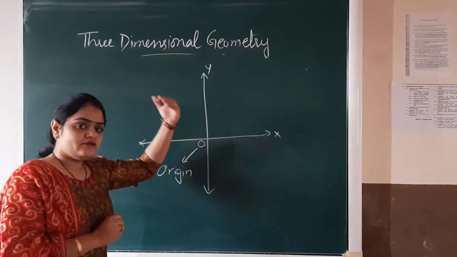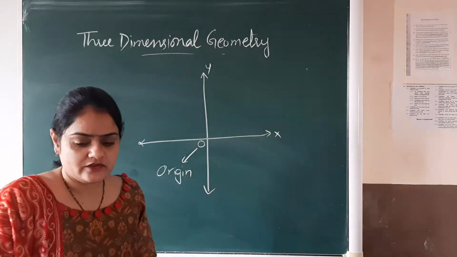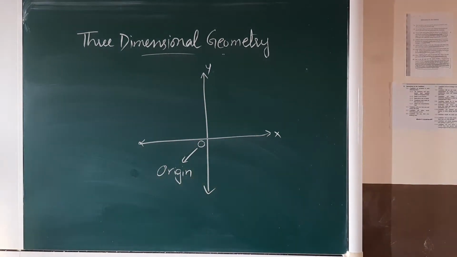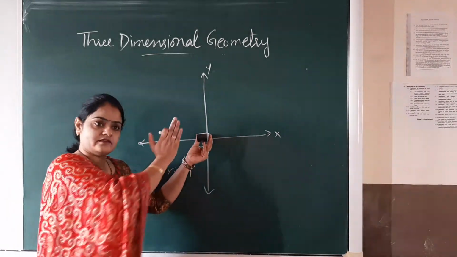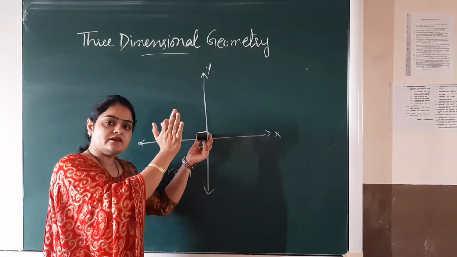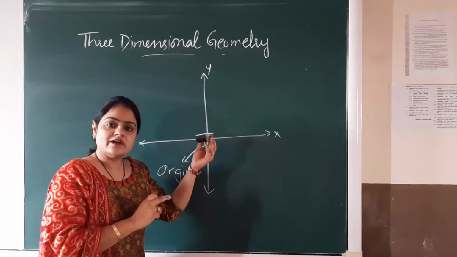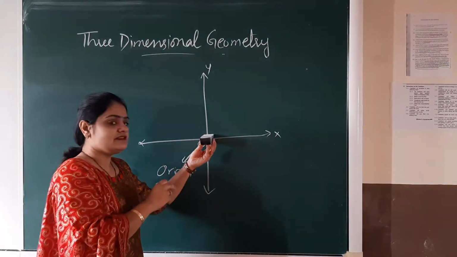Now one more axis is introduced, which is your z-axis. Just like this one. This is your z-axis. This is a 3D figure, so it's quite impossible to draw on one board, which is already in the shape of 2D. So I am explaining with this duster.